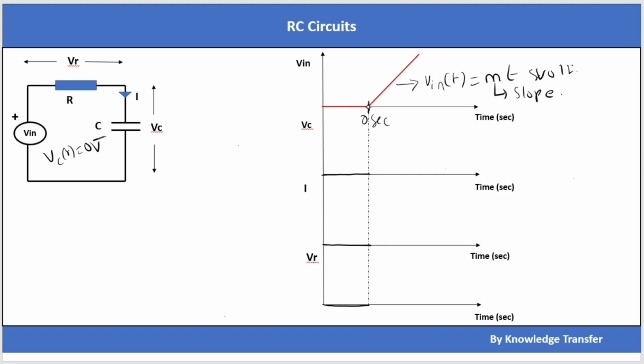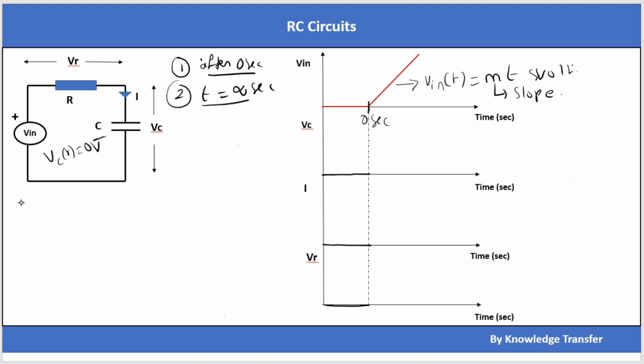To analyze this circuit from 0 seconds to t equal to infinity, let's consider two cases. One case is just after 0 seconds. The second is t equal to infinity seconds. If I analyze these two conditions, we can draw how the Vc voltage will behave, how the circuit will behave.